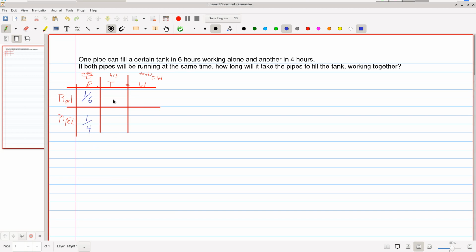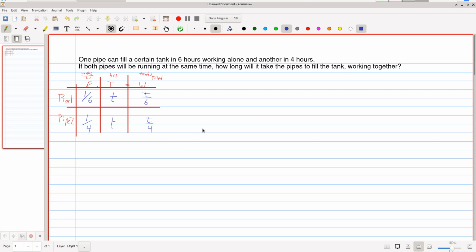So its rate of work is one tank in 4 hours. The amount of time these are working together is what we don't know. So I'm going to use a variable, T, to stand for the amount of time. That's unknown. Now, since rate times time is work done, we can fill in the final column on this table. So rate times time is work, so this is going to be T over 6. Rate times time is work, so this work is T over 4.